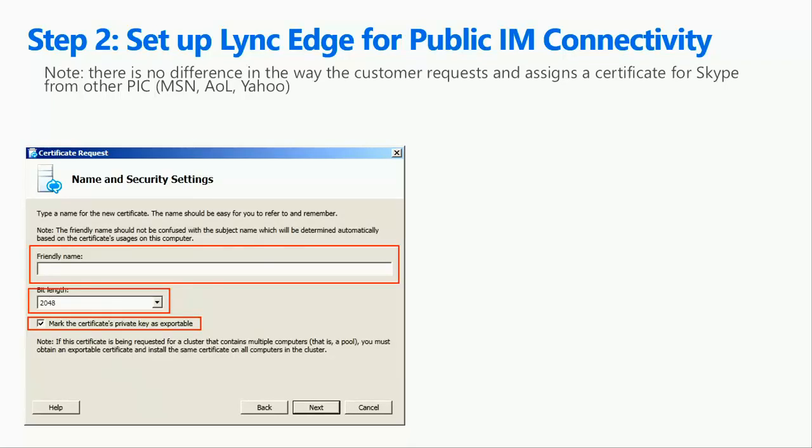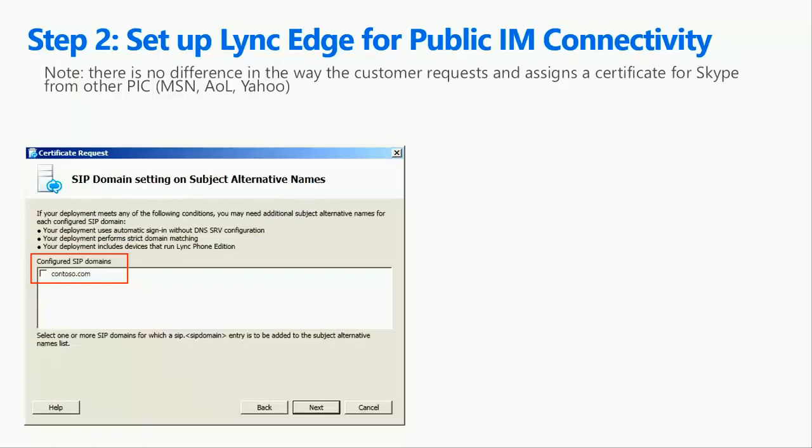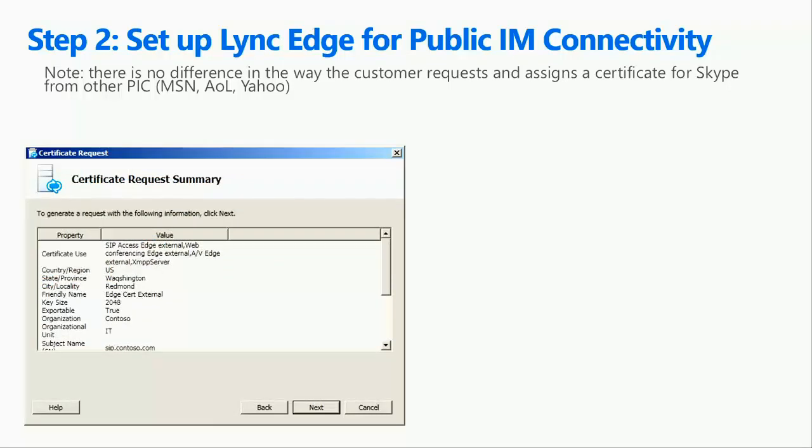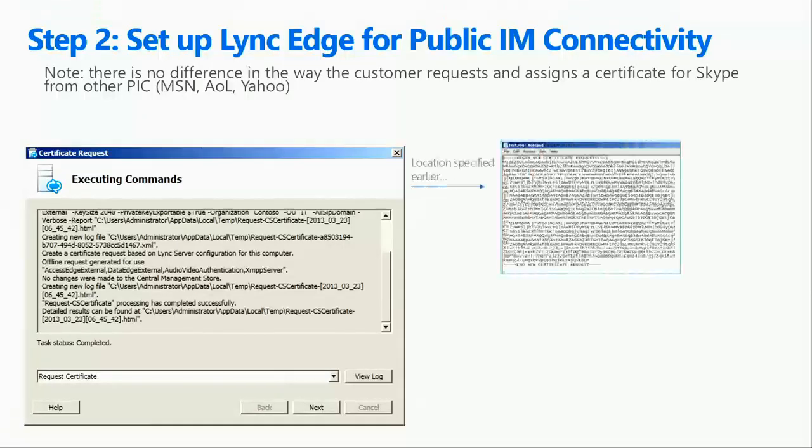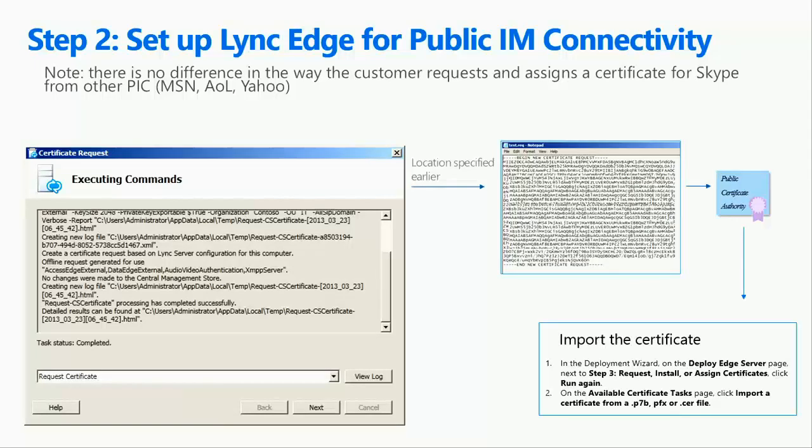We hit next. It automatically picks up your SIP domain. So in this case, gosh, contoso.com. Who knew? It's going to give me a summary of what it's about to do. Here we go. I'm going to request the certificate. I can view the log above. It generates a file like this. I need to copy and paste everything from the word begin at the top there all the way to the line that says end new certificate request. Send that to my CA or my certificate authority. They send me back the certificate, which I then configure on the Edge server using the instructions on TechNet, and I'm up and running with my encryption.